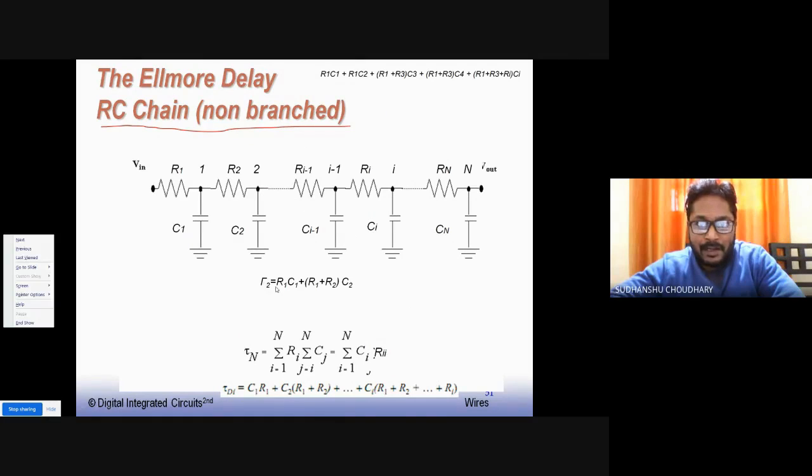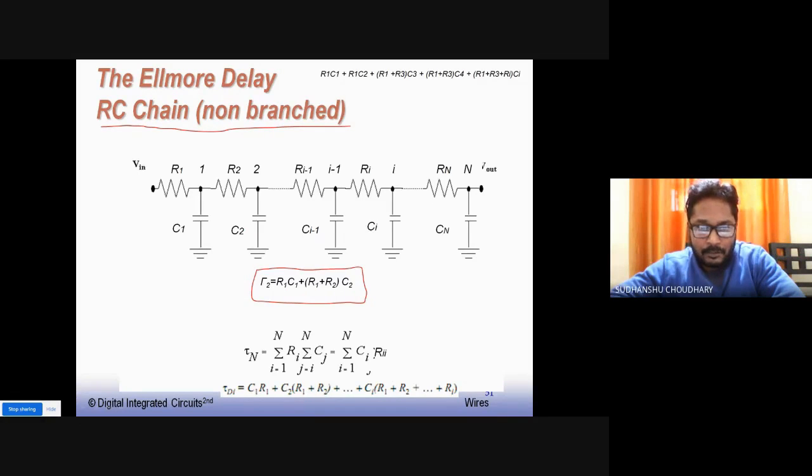So for example, the delay at the second node can be calculated by using the same formula, R1 C1 plus (R1 plus R2) C2, right? So delay at the second node can be found by using the same old formula. Similarly, the delay at the ith node can be found by using this equation. So this way, the Elmore delay model can be utilized to find out delay for circuits which have many time constants and where a set of differential equations appear because of many resistances and many capacitances in the circuit.